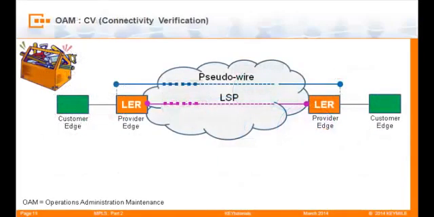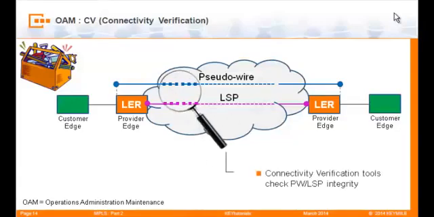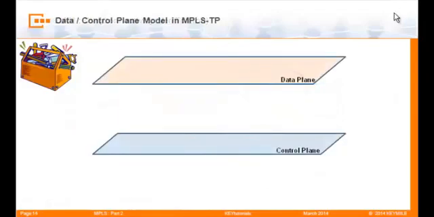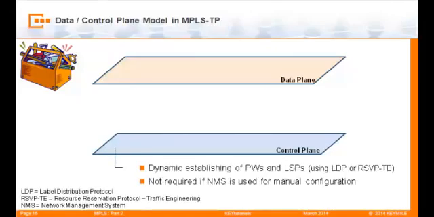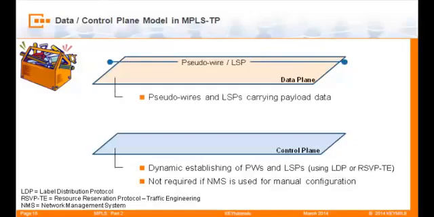Now, one vital aspect of managing a transport network is to have a toolbox of OAM functions. We need to be able to check the integrity of the network paths, and MPLS-TP gives us these connectivity verification tools. In MPLS, we have a model where we talk about 2 planes: the control plane, which is responsible for the dynamic establishing of the LSPs, and the data plane, which actually carries the fixed LSPs themselves.